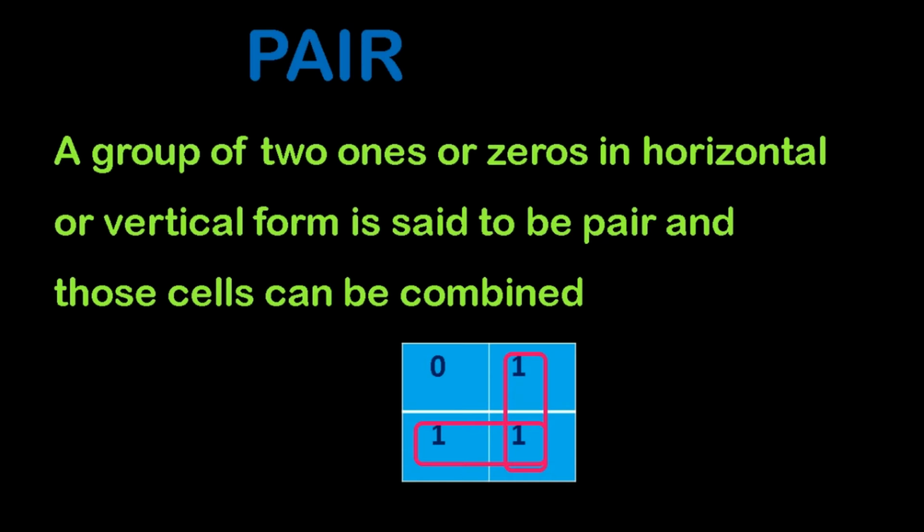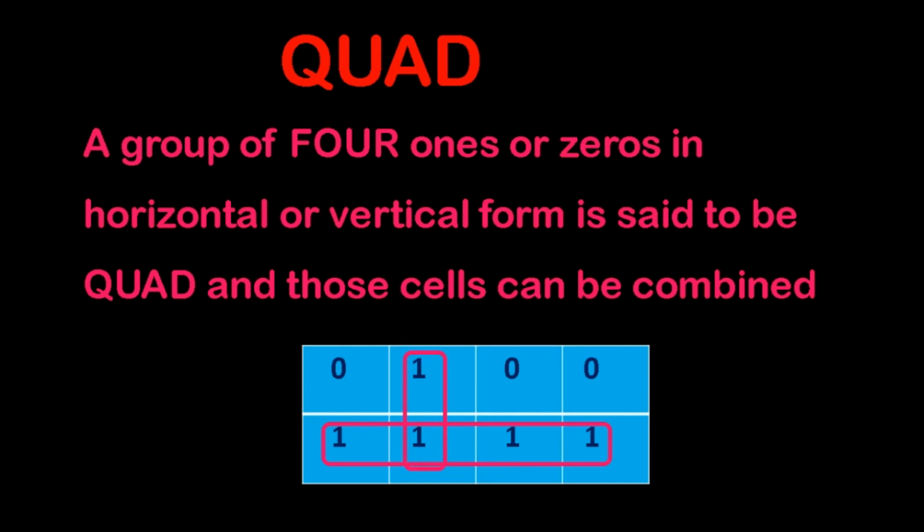Then pairs. What are the methods of grouping? A pair indicates 2 ones can be combined, either in the horizontal direction or in the vertical direction, but not in a diagonal manner. Next is the quad. A quad is nothing but a grouping of 4 ones. A group of 4 ones or zeros in horizontal or vertical form is said to be a quad and those cells can be combined.